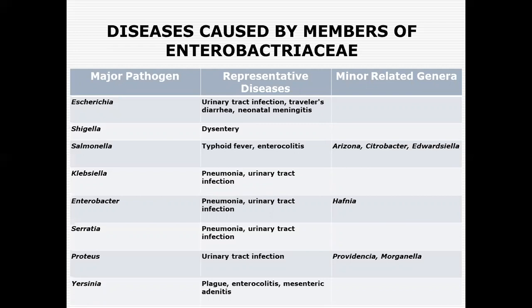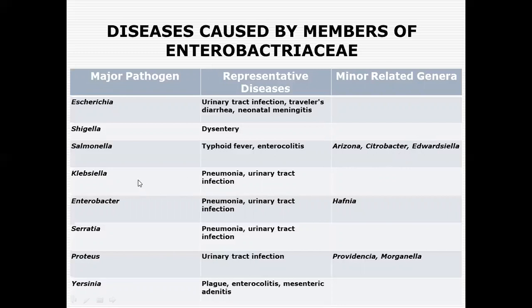Shigella is responsible for dysentery, which we all know is a bloody diarrhea. The Salmonella has many organisms. It has more than 2,200 serovars or serotypes. And we have species like Salmonella typhi and Salmonella paratyphi, causing typhoid fever or enteric fever respectively. And we have non-typhoidal Salmonella. They cause enteritis, what we call enterocolitis. The less important genera which are related to these are Arizona, Citrobacter, and Edwardsiella.